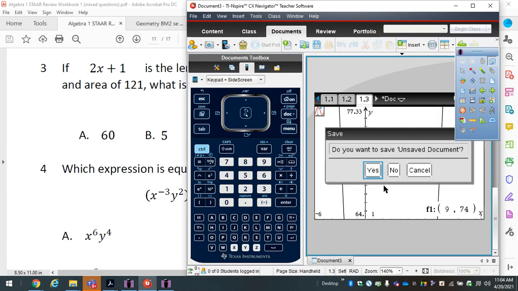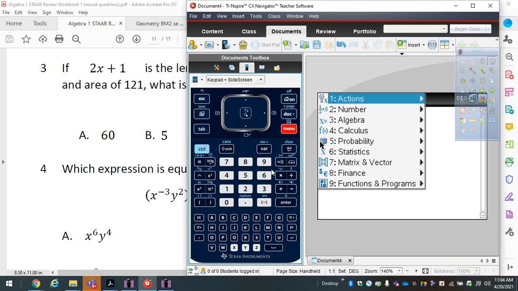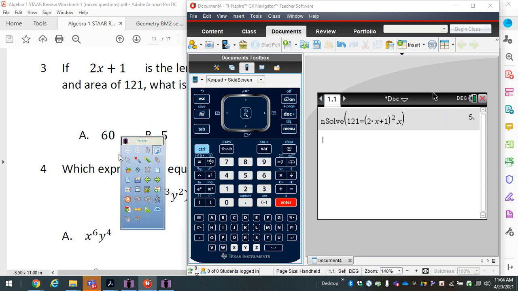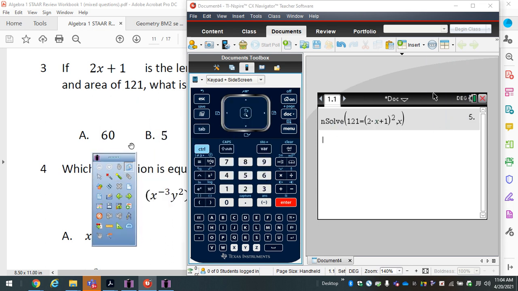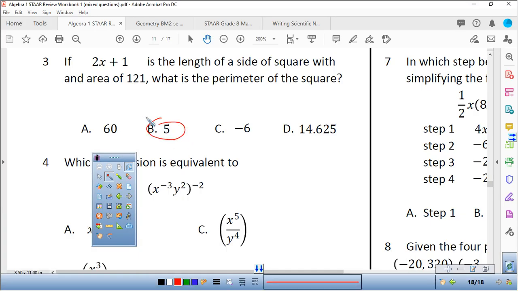Add a document, no. I'm going to go to calculator, menu 3, 1. I'm going to type 121 is equal to the parentheses of 2x plus 1, all that squared, and I'm going to put comma x, enter. So x is equal to 5. Sneaky. You want to go for that one, but that's wrong.